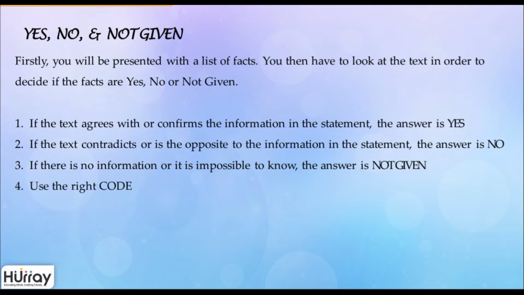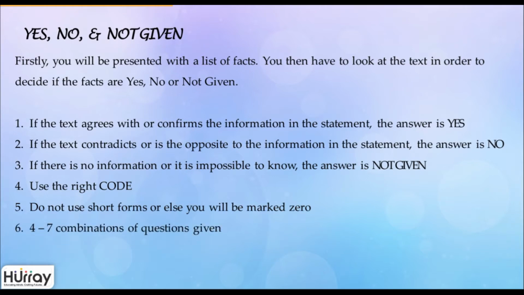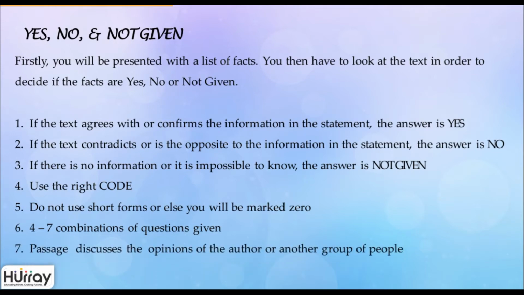You have to use the right code. You should not use short forms like Y, N and NG. If you do so, you will be marked 0. You will have 4 to 7 combinations of such questions in the reading test. The passage discusses the opinions of the author or another group of people.